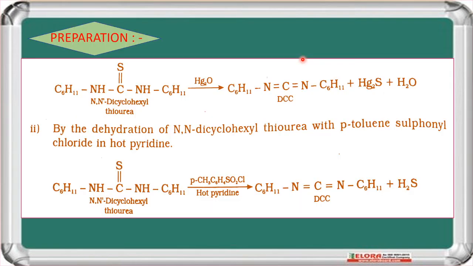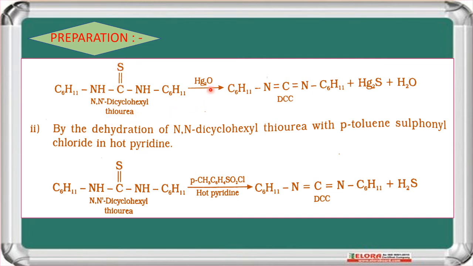See the preparation. The preparation of DCC is the oxidation of N,N'-dicyclohexyl thiourea with mercuric oxide. This N,N'-dicyclohexyl thiourea is used. It has the formula C6H11-NH-C(=S)-NH-C6H11. Here S means thio. The actual formula is urea, where O is used, that means urea. Here S is used, so it is thiourea.